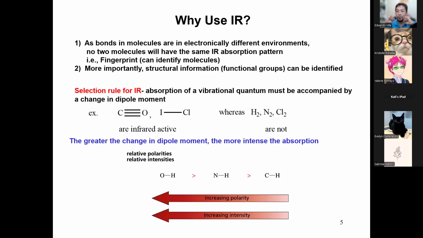If you have a symmetrical molecule like H2, well, it's H and H. There's no electronegativity difference. There's no polarity. And also, H2 can only do this. It's a symmetric vibration. You're not going to see H2. You're not going to see N2. You're not going to see Cl2. You're not going to see I2. You get the point. So this will become more apparent as we actually practice IR.